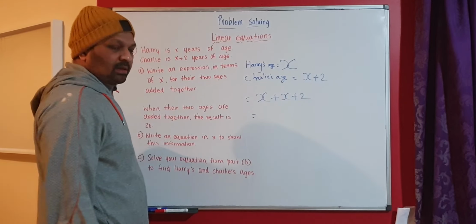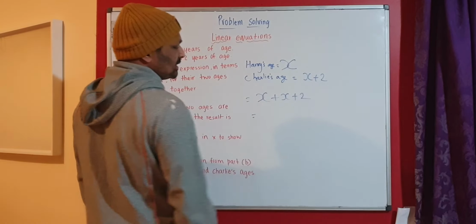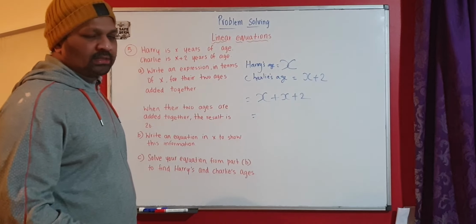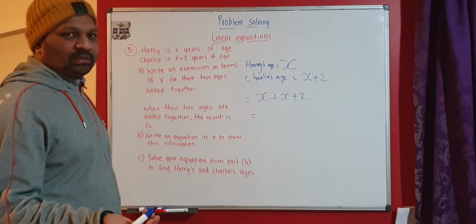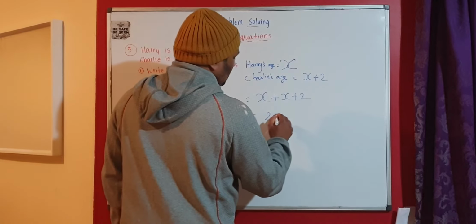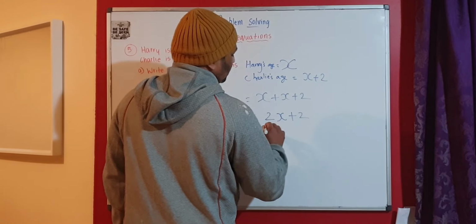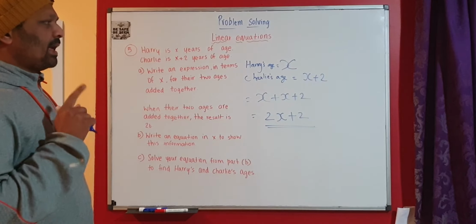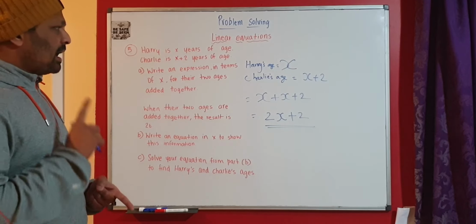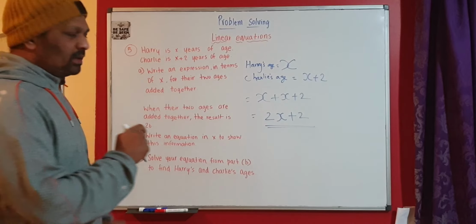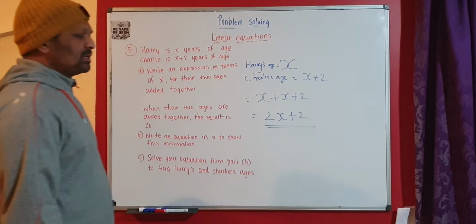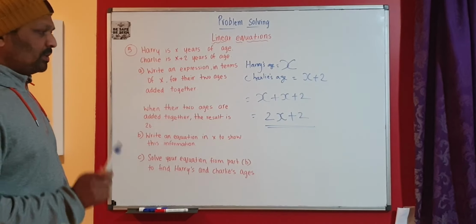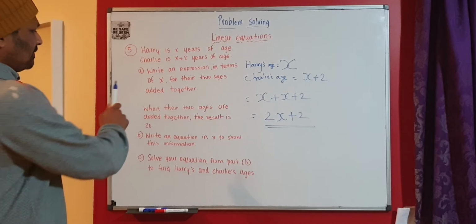When I sum this up, I'll get x plus x plus 2. What is x plus x? Again, you can consider x as an orange. Orange plus orange, 2 oranges. Isn't it? Yeah, 2x plus 2. This is the total age of Harry and Charlie. So when you add these two, you get 2x plus 2 years. Okay, that's the first sum.